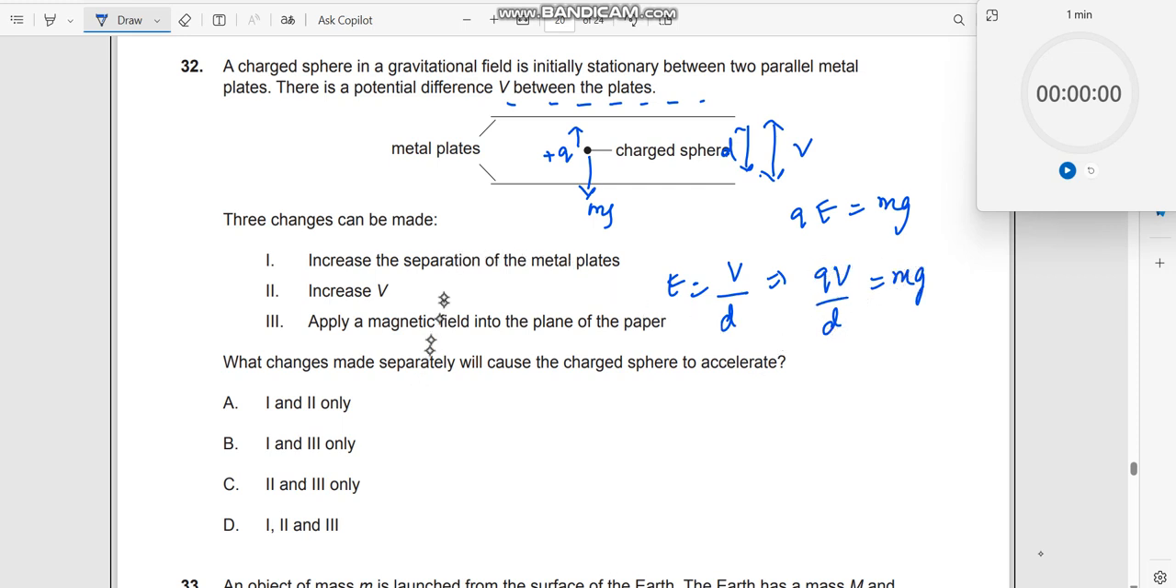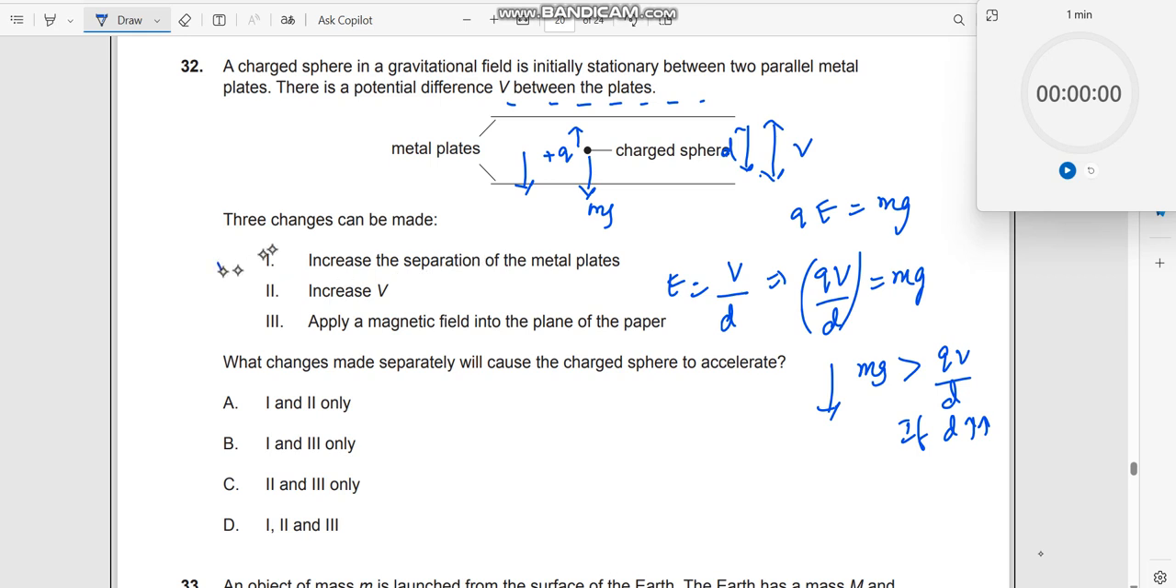Now let us read the options. Increasing the separation between the metal plates. If d is increased, what will happen? This quantity becomes lesser. That means the force becomes lesser, and thus mg would be greater than qV by d. If d increases, this becomes larger, and as a result the sphere will start coming down. So it will accelerate.